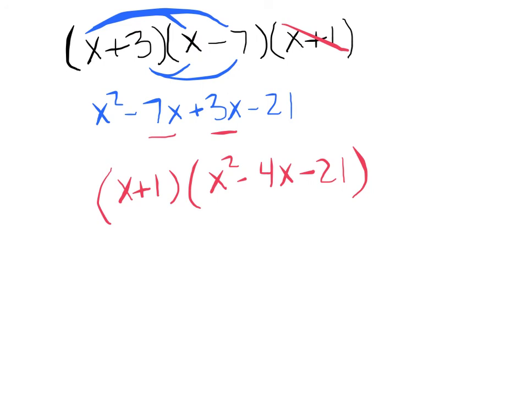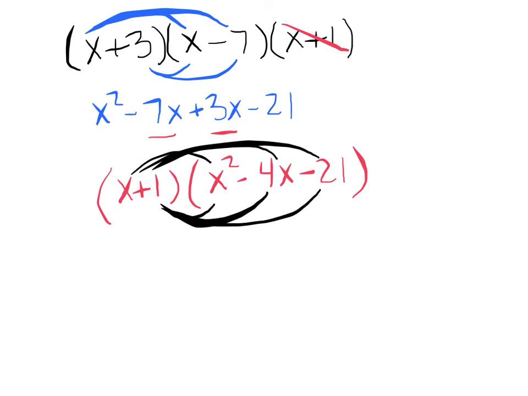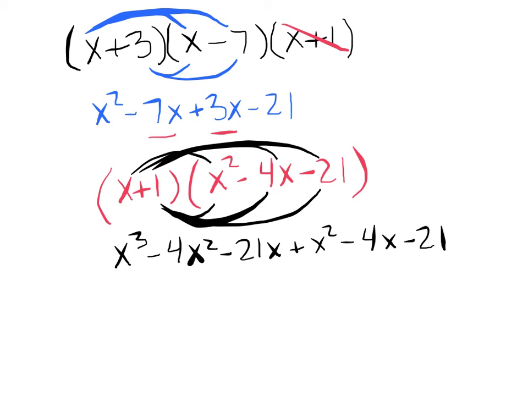Now, this should look familiar to you. This is a problem that we did on the last slide, where this one had the 3 arrows in it, but it was still double distribution. So we can do this problem just like we did the last one. X times x squared is x cubed. X times negative 4x is negative 4x squared. X times negative 21 is negative 21x. 1 times x squared is x squared. 1 times negative 4x is negative 4x. And 1 times negative 21 is negative 21.